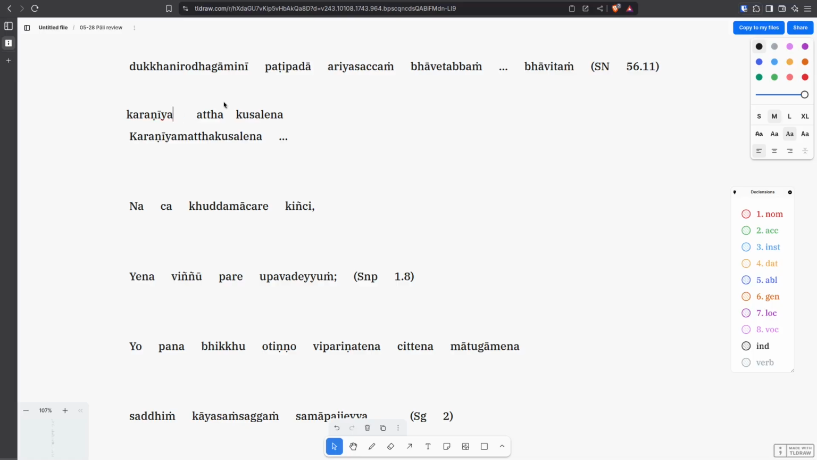I think in our chanting book it's written as two words. Yeah. And then attakusalena: Karaniyam is what should be done. Attakusala is the person who is skilled in what is the goal, what is the purpose, what is the good. Atta is a goal or purpose, right? And kusala is a person who is skilled, and kusalena is the instrumental, by one who is skilled.